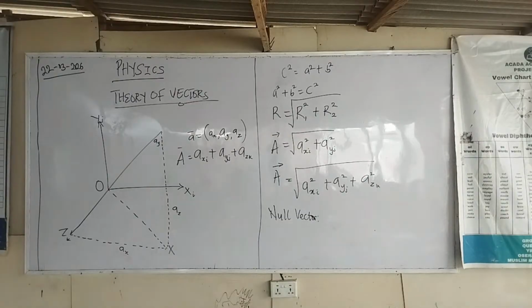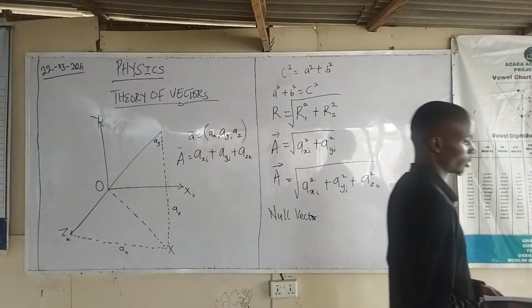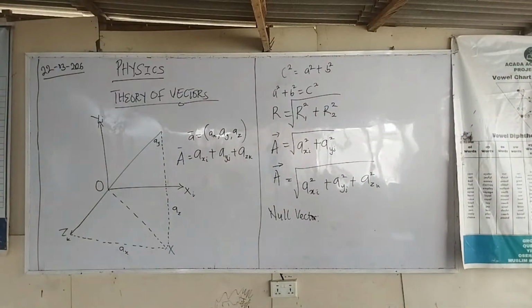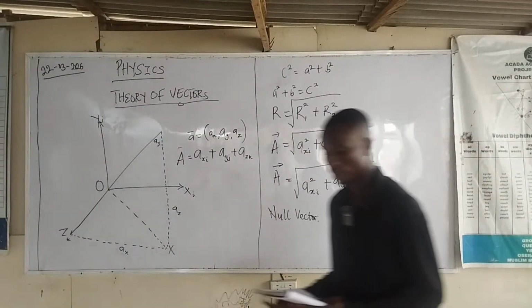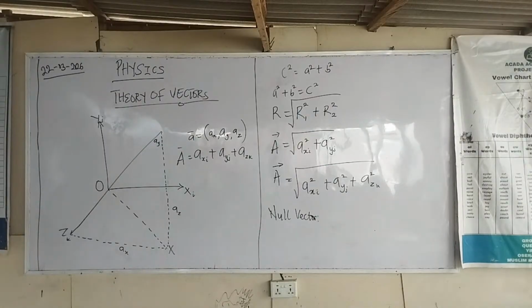The next one, unit vector. This is a vector that has one length. The third one, collinear vector.